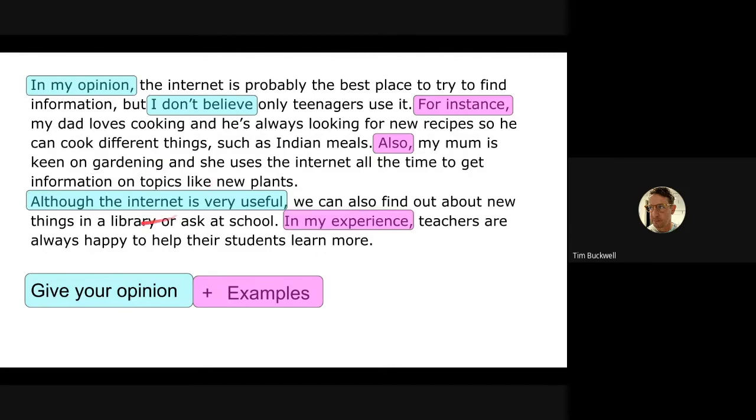His next opinion was that the internet is useful, but you can also find out from other things in the library or ask at school. This is the opinion, and this is the example. In my experience, teachers are always happy to help their students learn more. And so this is a very nice structure. Give your opinion and then give some examples to support this.